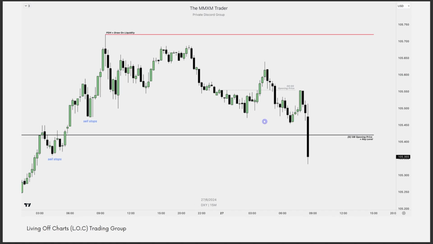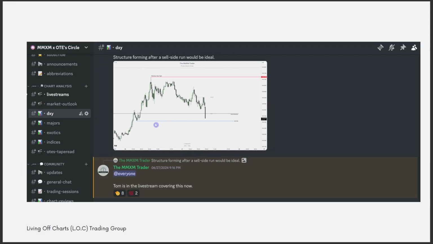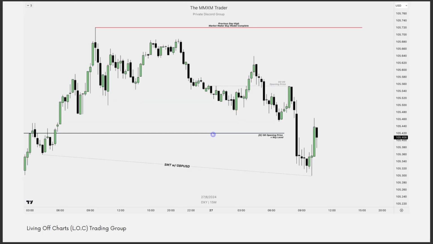So what happens next? They push price lower, right? Because we want to be in discount of the range and we want to hit a higher time frame key level. So take note of that. That is very important. So we take out all these sell stops as well. It went a little bit deeper than this chart, and we'll show you that in a second as well. So now here's another snapshot, of course, right? Structure forming after a sell side run would be ideal. So we run all these sell stops here, and then I'm going to cover in the live stream how this looks and what you need to wait for a proper smart money reversal so you can go into the buy side of the curve.